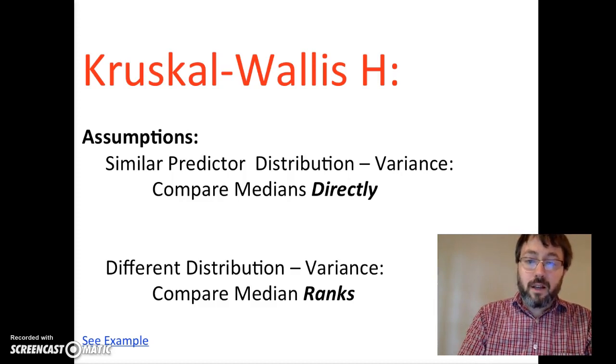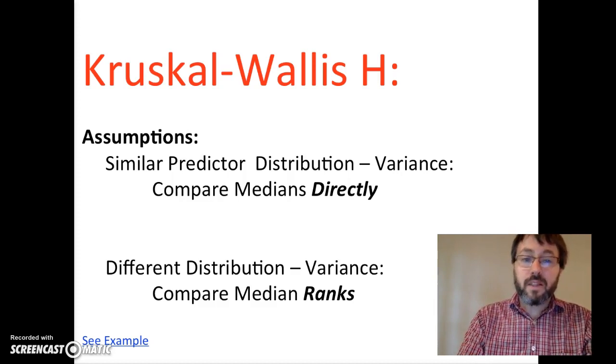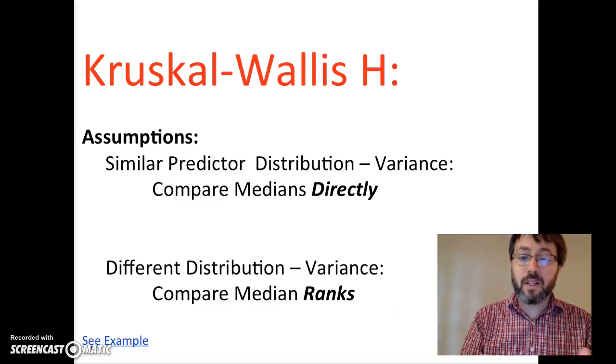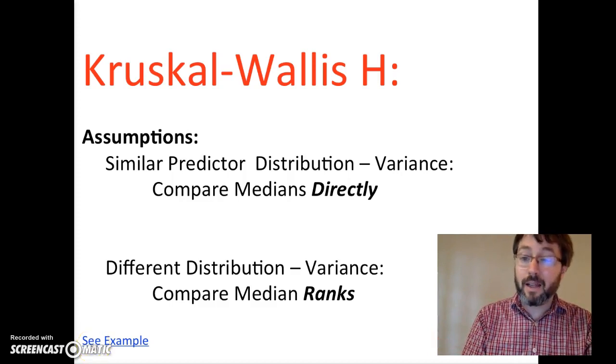It says that the predictor variable distribution and variance is very similar, and that if that's the case, you can compare the medians directly. If the distribution and variance of each of the groups is not equivalent, then you're comparing the rank of the medians. And we'll talk about what that means when we look at our data set in SPSS.